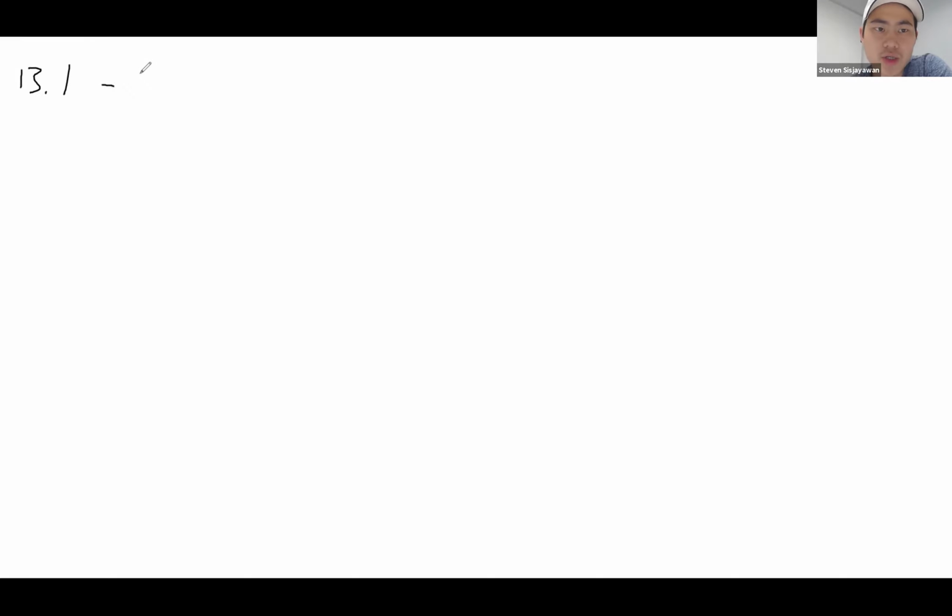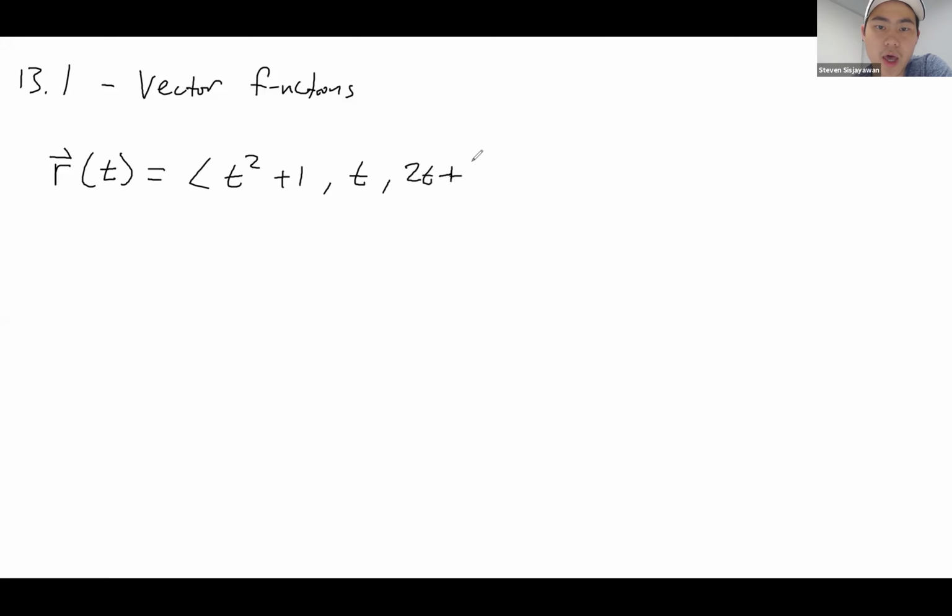13.1 was an introduction to actually using vector functions, right? So a bit of a recap. Let's say I have the vector r of t, which is equal to t squared plus 1, comma, t, comma, 2t plus 1. This in ijk format would be the same thing as t squared plus 1 i hat plus t j hat plus 2t plus 1 k hat, right?